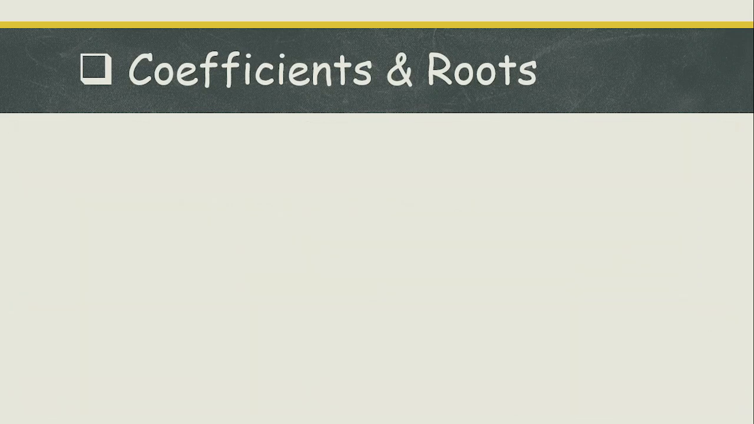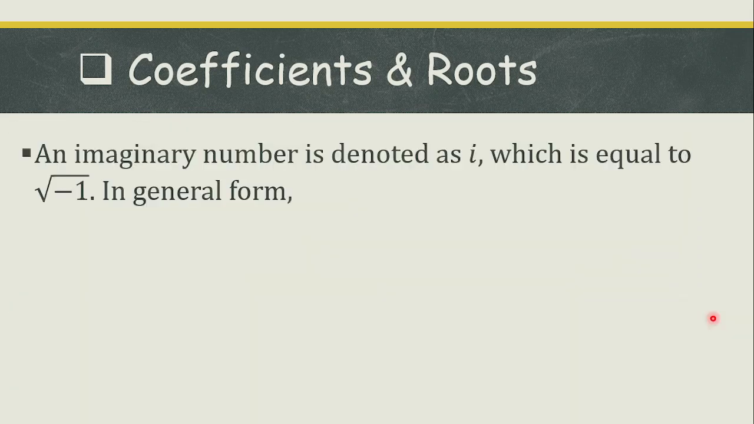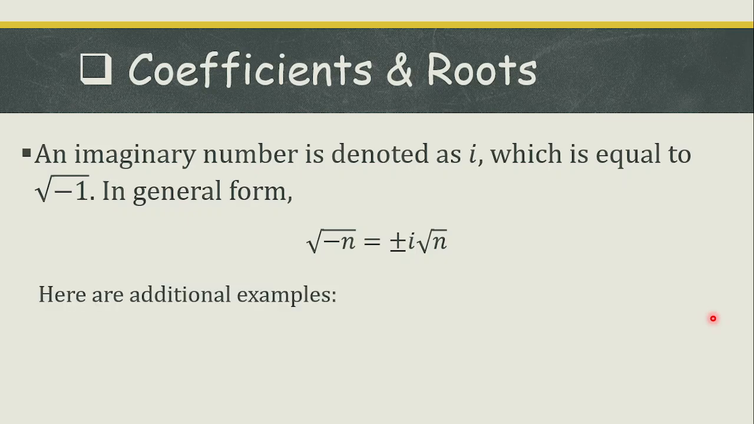So here is the explanation. An imaginary number is denoted as a small letter i, which is equal to the square root of negative 1, and in general form, we have here the square root of negative n. The answer is equal to positive or negative i square root of n, where i represents the imaginary number. So here are additional examples.